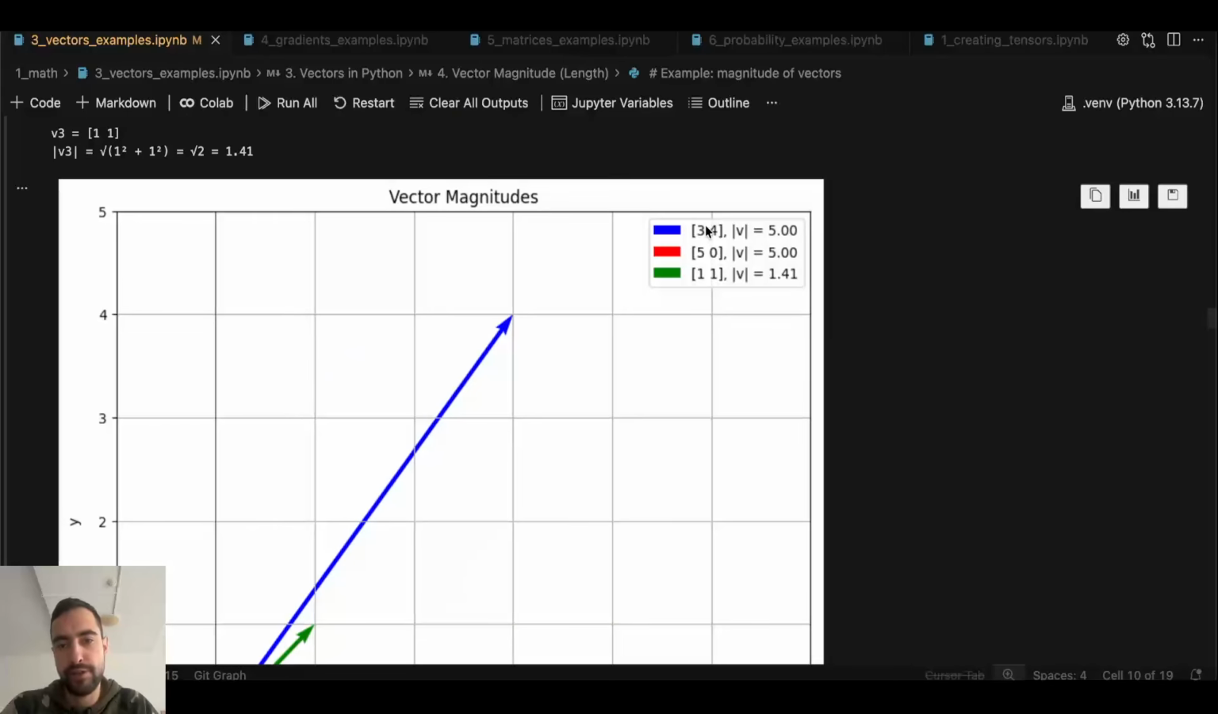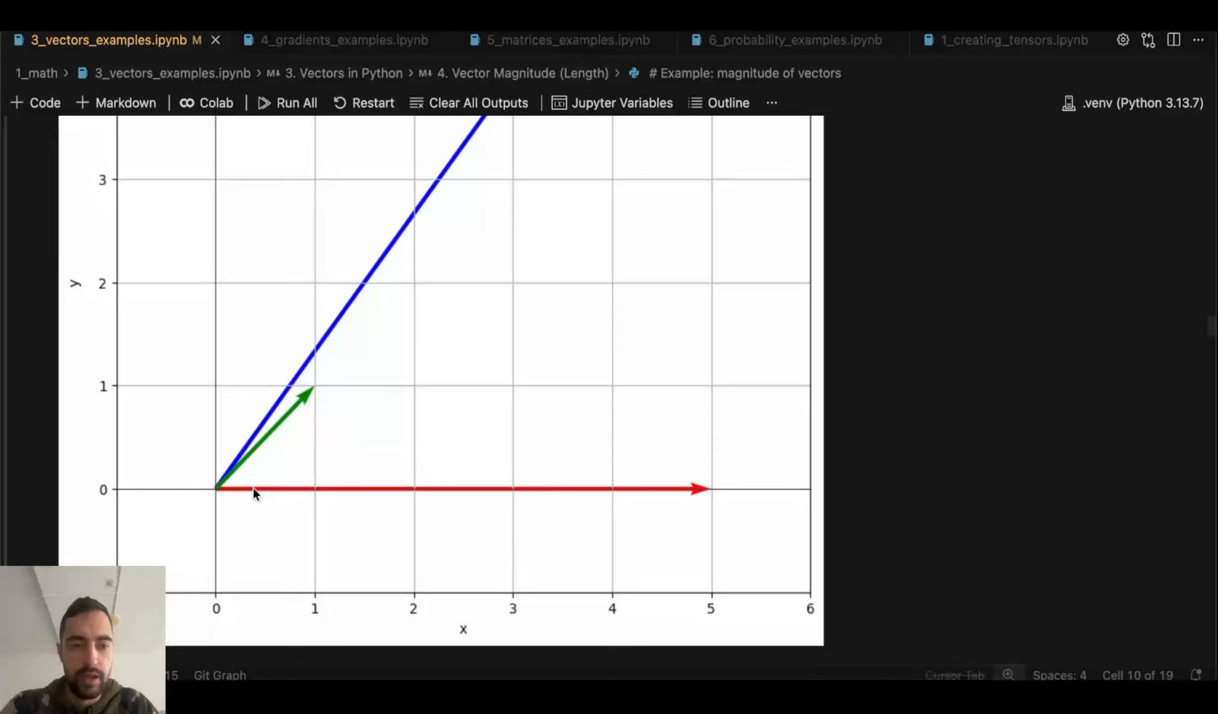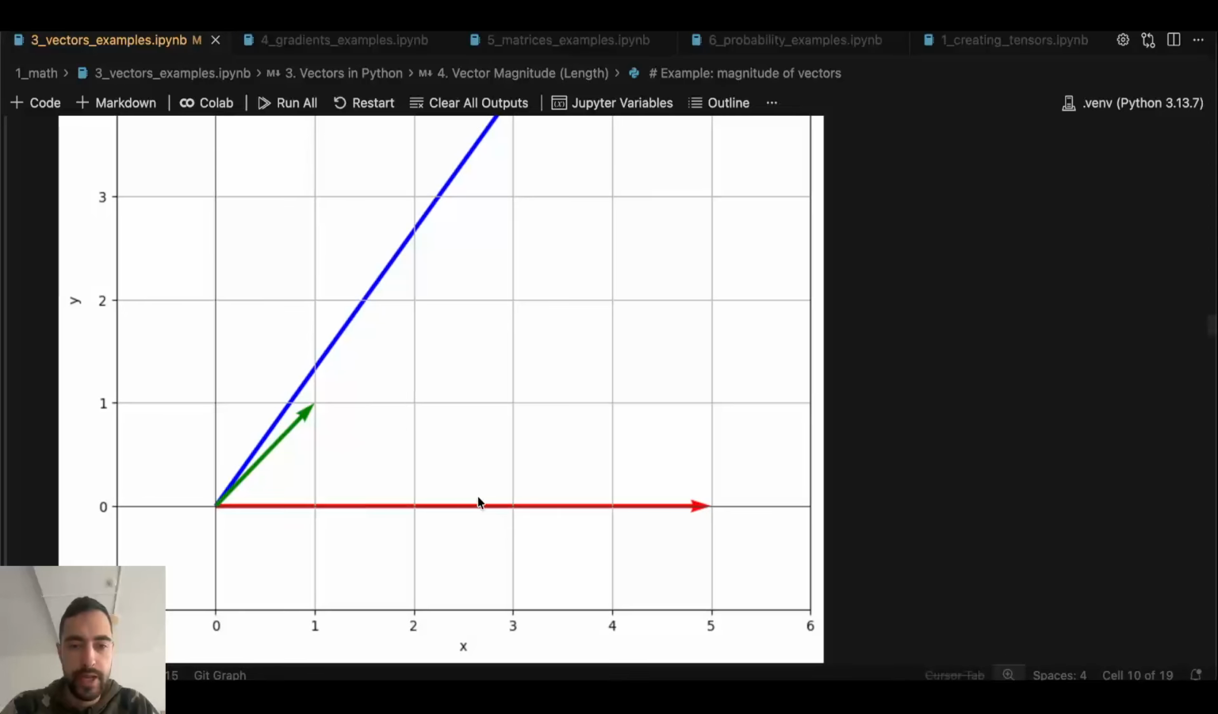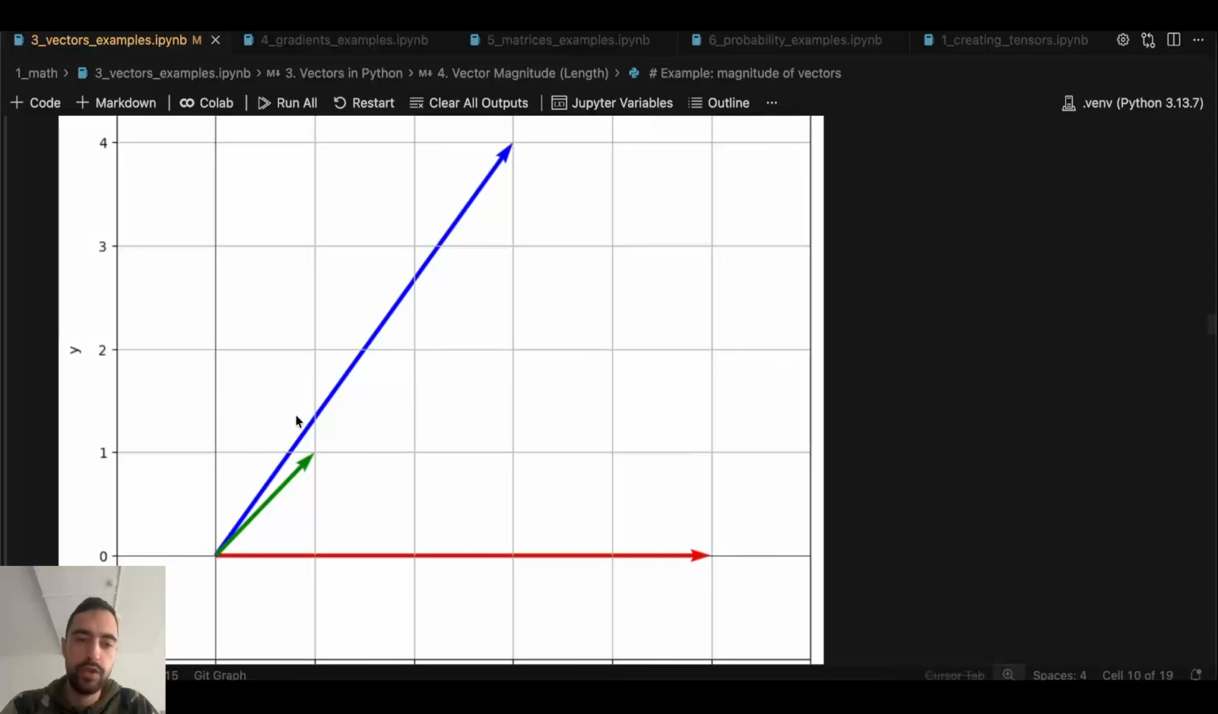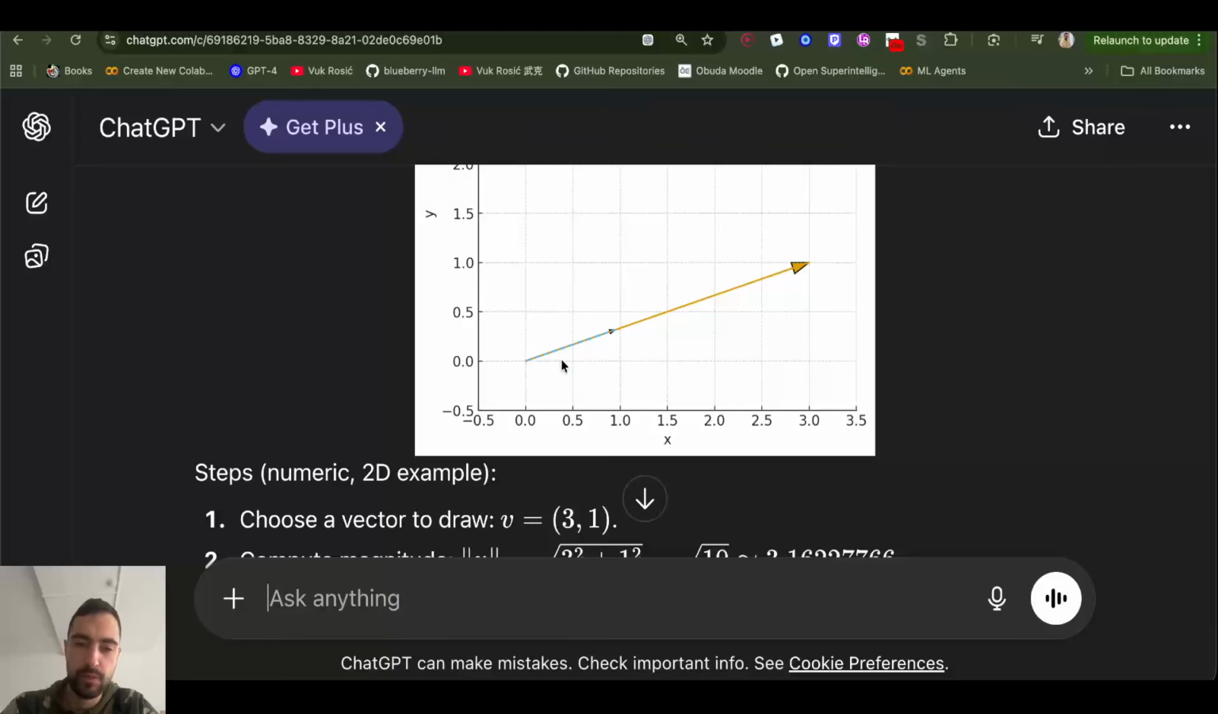Okay, and then vector 3, 4: the magnitude, the length of the vector, will be 5 units. And if you remember from Pythagoras' theorem, if you have a triangle with sides 3, 4, the hypotenuse will be 5. But what often happens is that if you have some vector that has some length, you will want to squish it back so it has unit length of 1.